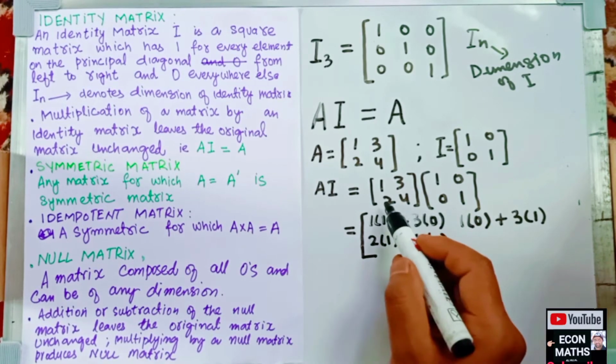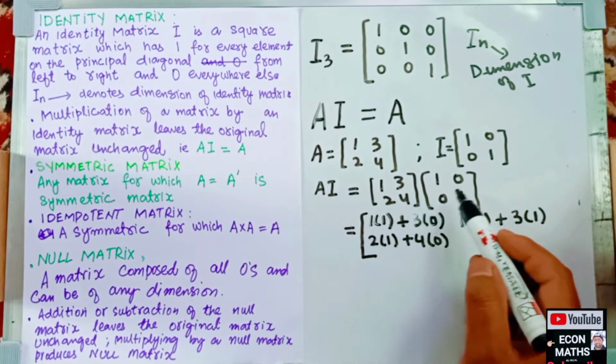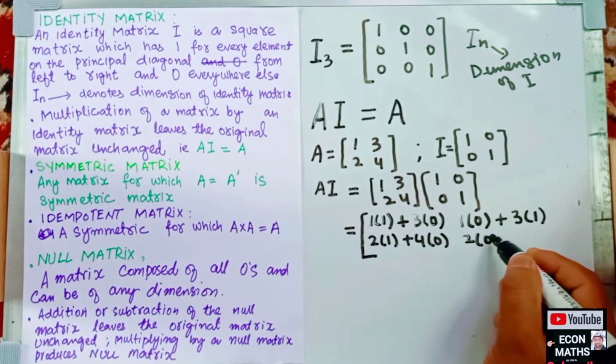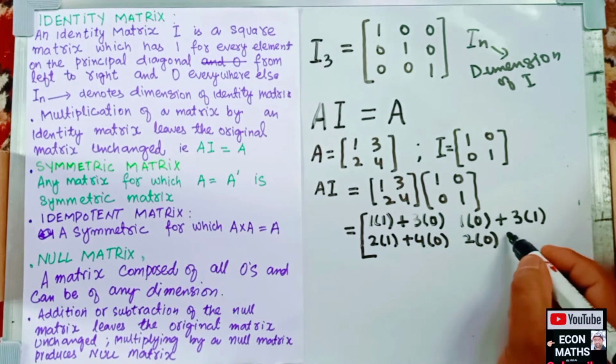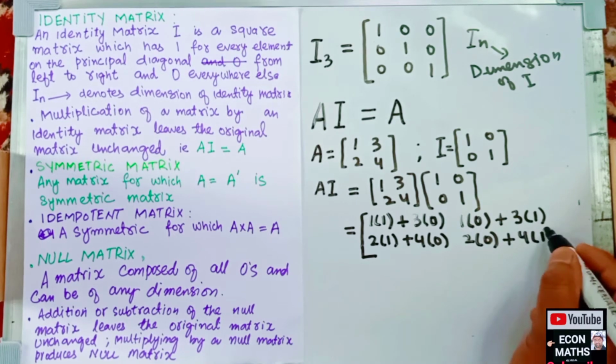So this is second row, first column. Similarly here we have second row and second column. This is 2 into 0, plus 4 into 1.